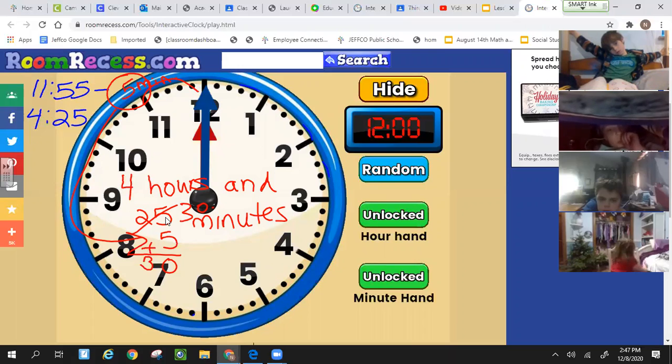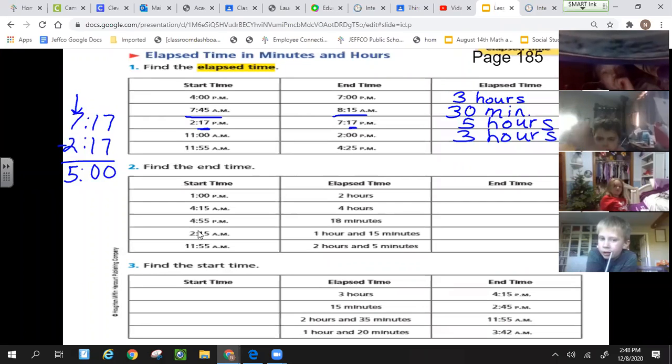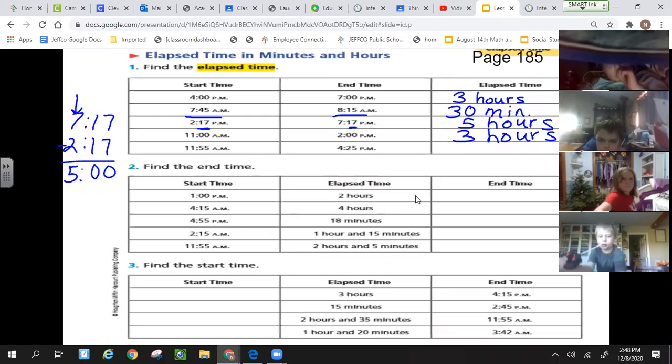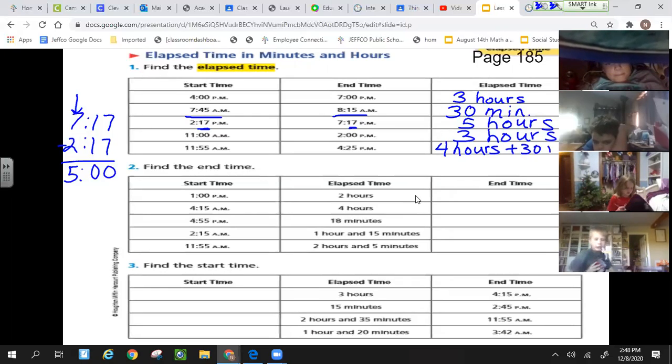Yeah. So really it wasn't that hard at all once we thought about it in that way. So when we see something like 11:55, we want to make it easy for ourselves. So actually that's only 4 hours and 30 minutes. So you would write 4 hours and 30 minutes.